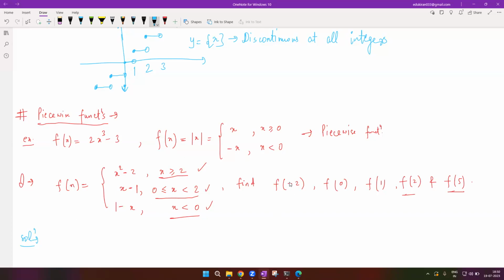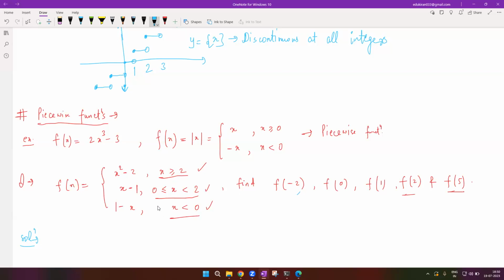So let's say I am finding out f(-2). Okay, so f(-2) says replace x with -2. Now I have 3 options to replace x with -2, but which one should I choose? That depends on the value of x and this condition. So if I am finding out f(-2), that is I am replacing x with -2, so the value of x in this case is -2.